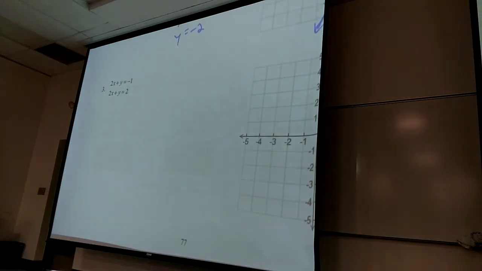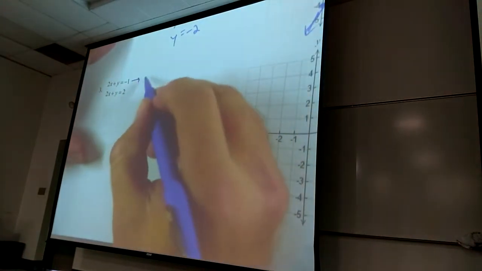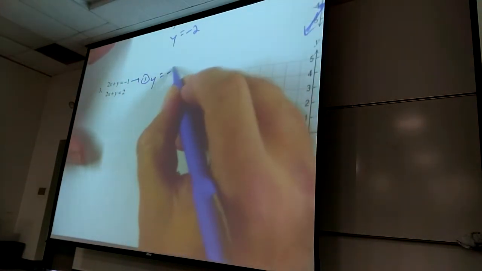All right, what do you guys see on this one? Parallel. Are they? Oh, yes. I told you it was freaky.